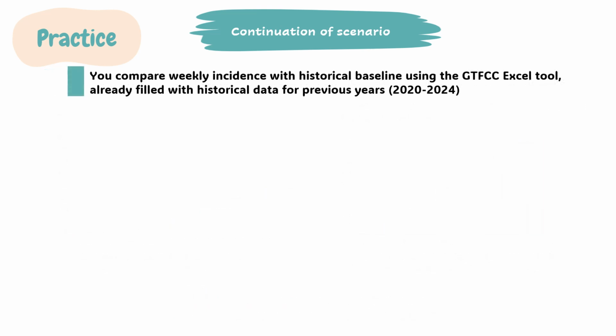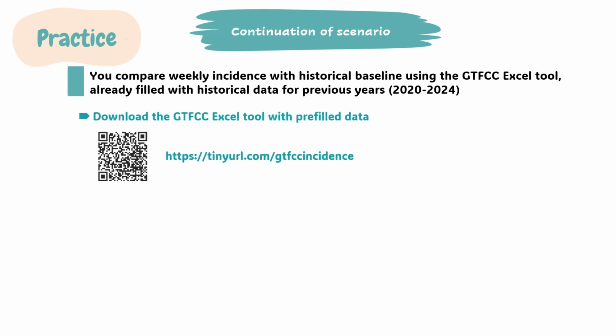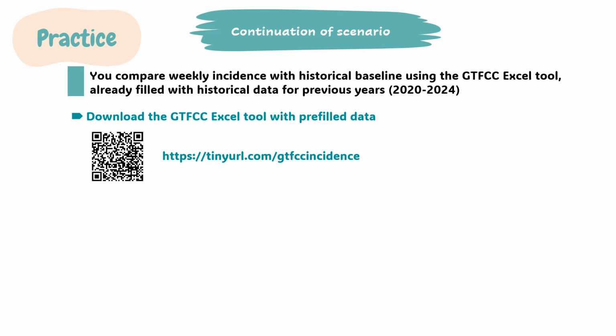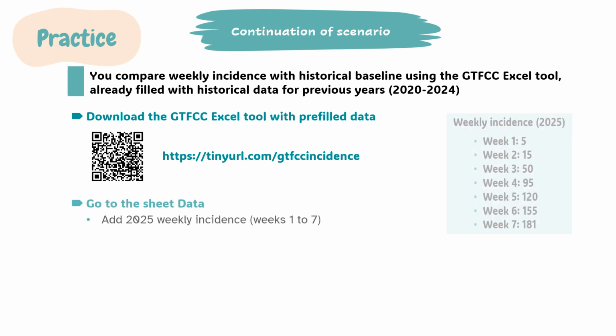To assess this, you determined to compare the weekly incidence in the surveillance unit with the historical baseline. Health authority colleagues provided you with the GTFCC Excel tool for calculating weekly incidence thresholds, filled with historical data for the surveillance unit over the period 2020 to 2024. Download the GTFCC Excel tool with pre-filled data for previous years at tinyurl GTFCC incidence or by scanning this QR code. Go to the sheet Data.